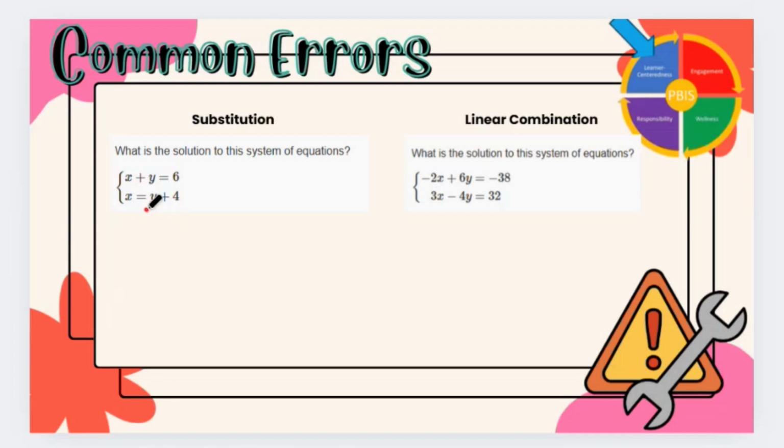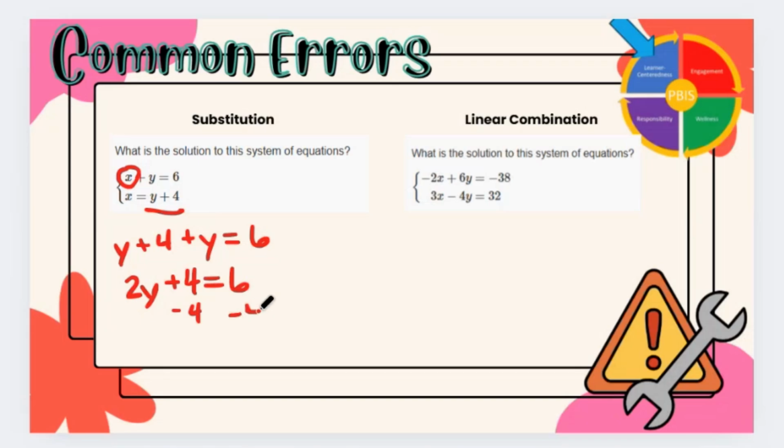this value for x, y plus 4, and everywhere I see x, I can write that in. So I'm going to do y plus 4 instead of x plus y equals 6. Y plus y is 2y. Subtract my 4 from both sides, do those inverse operations, and then divide by 2. And we end up with y equaling 1.